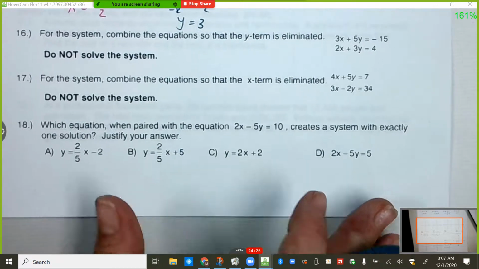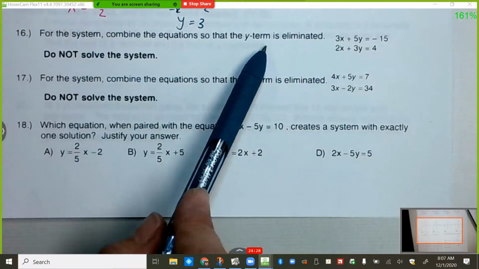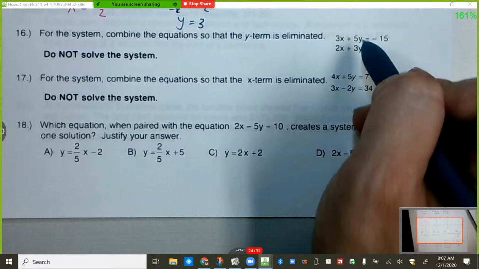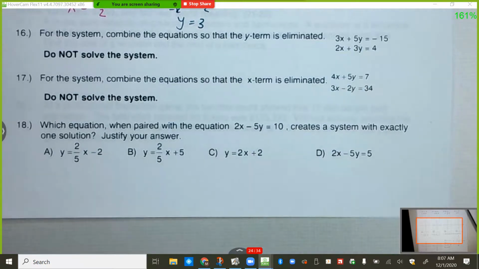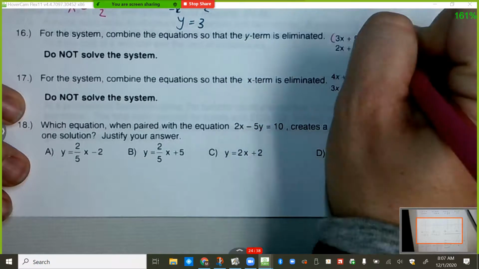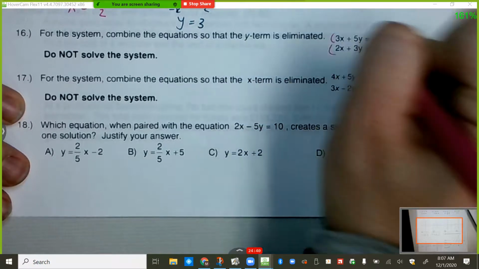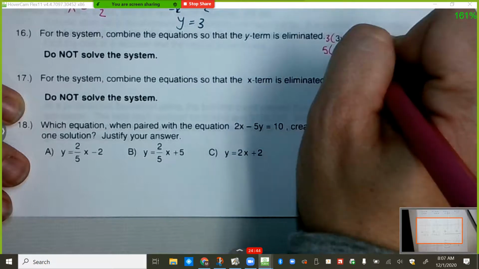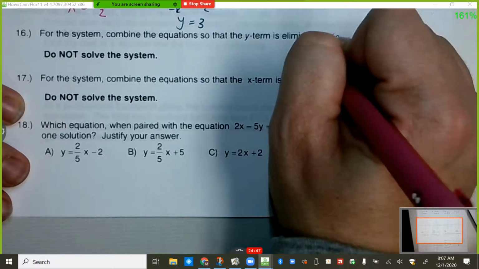Okay, for this system, combine the equations so that the y term is eliminated. So we want to make the y's a 0 pair. What can 5 and 3 both turn into? Well, they can both turn into 15. And I need one of them to be negative. So 5 times 3 is 15. 3 times 5 is 15. But one of them needs to be negative. It doesn't matter which one.